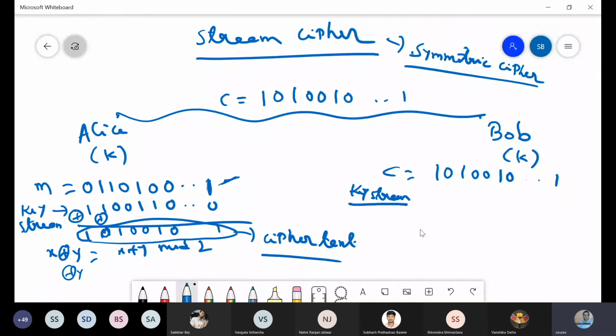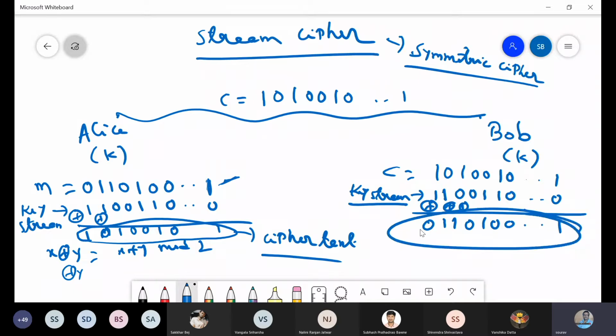So again, Bob has to get the same key stream bits. So this is 1 1 0 0 1 1 0 0. Then Bob will do the same process, bitwise XORing. So Bob will get 0 1 1 0 1 0 0. This is our plain text bit. So this is what is called stream cipher.